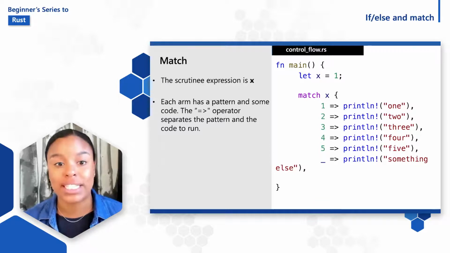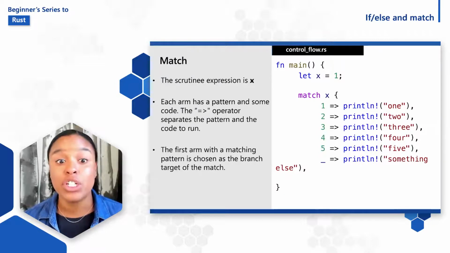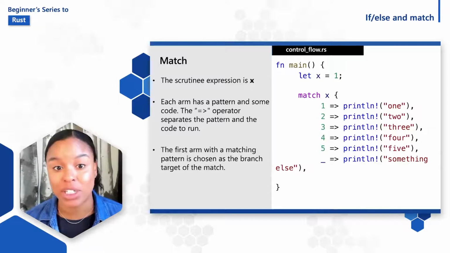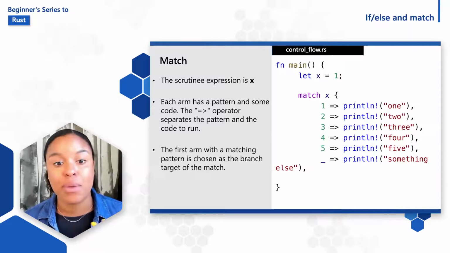The code is executed for the first pattern that matches, just like with an if-else expression. The first arm with the matching pattern is chosen as the branch target of the match. If none of the other arms match, then the arm with the underscore will be chosen. The very first arm has a value of 1, so that will be chosen as the branch target, and the program will print out 1.